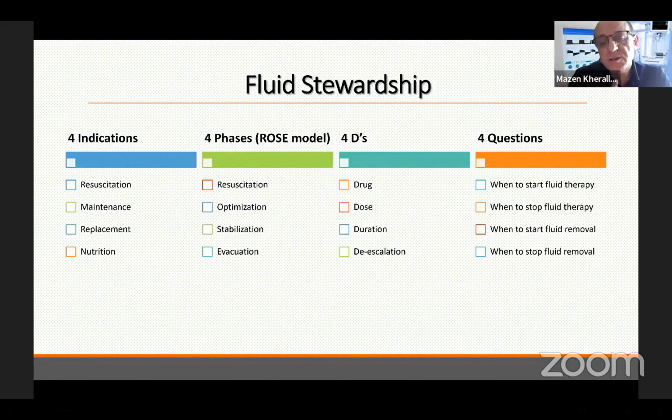I think we need to manage fluids similar to the way we manage antibiotics. And I'm not going to present the complete stewardship program. This is evolving, and I think we have more literature to support the evidence-based different practices of fluid stewardship. But what I'm going to be talking about are the following concepts. First, fluid should have an indication, and we can have an indication being resuscitation, maintenance, replacement, or we're using fluid for nutrition. And then we're going to be talking about the ROSE model that goes through resuscitation, optimization, stabilization, and then evacuation. We're going to be looking at fluid as a drug. We have a dose for it, we have a duration, and we have a de-escalation for it. And then we're going to answer 4 questions: when to start fluid, when to stop fluid, when to start fluid removal, and when to stop fluid removal.